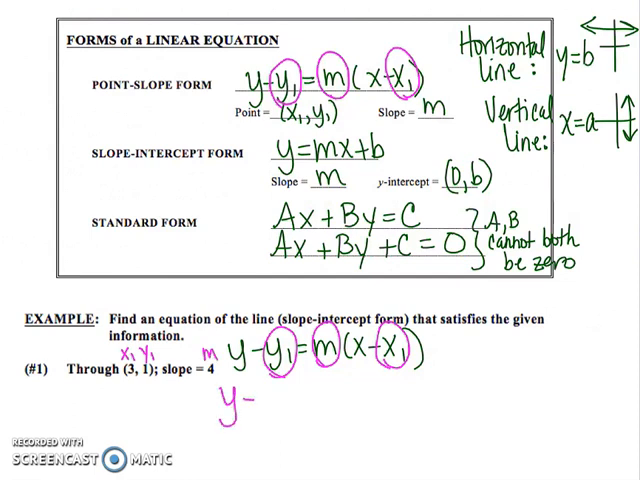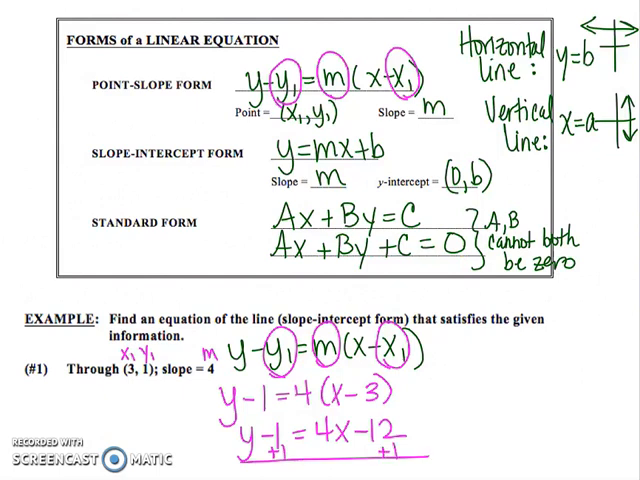So y minus 1 equals 4 parentheses x minus 3. So y minus 1 equals 4x minus 12, and then if we want slope-intercept form, we have to get that y alone, so we're going to add 1 to both sides, and we end up with y equals 4x minus 11. There we go.